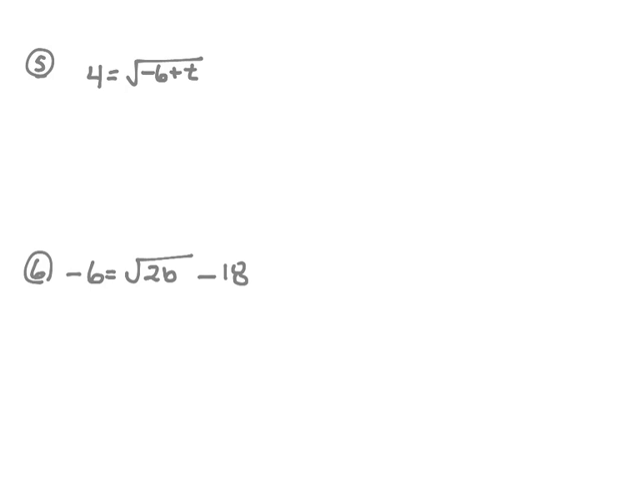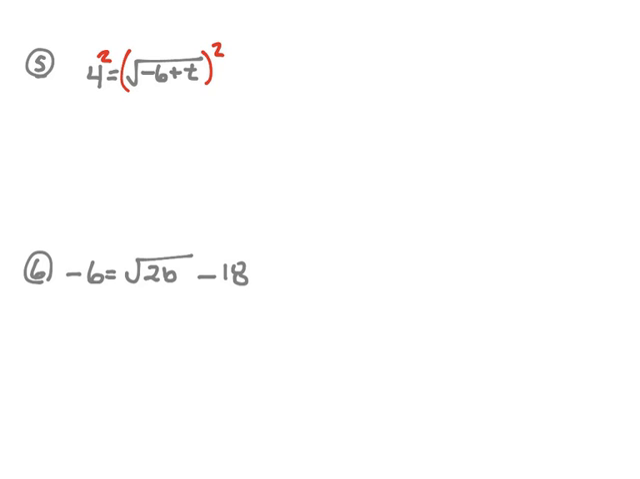Alright, let's take a look at a couple more examples. Number 5, we have the equation 4 is equal to the square root of negative 6 plus t. Notice we already have the square root isolated. There's nothing on the outside. So we're going to go ahead and move on to the next step. That's to square both sides.